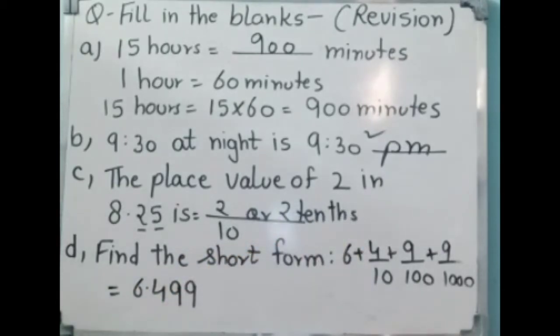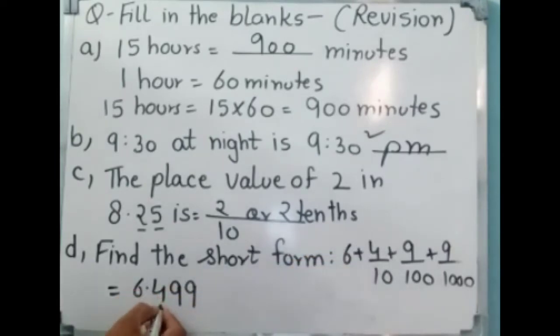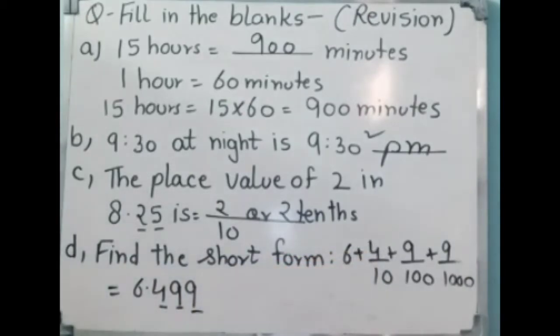Find the short form. 6, this is the whole number. 6 plus 4 by 10. After decimal, this is the tenths place, hundredths place, thousandths place. So the short form of 6 plus 4 by 10 plus 9 by 100 plus 9 by 1000 is 6.499.